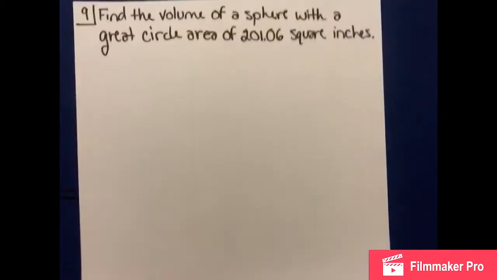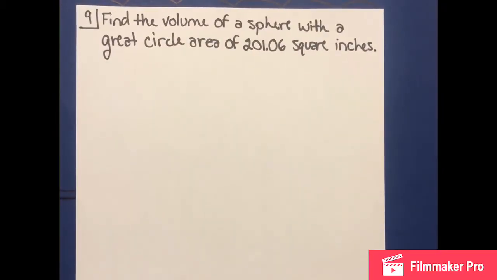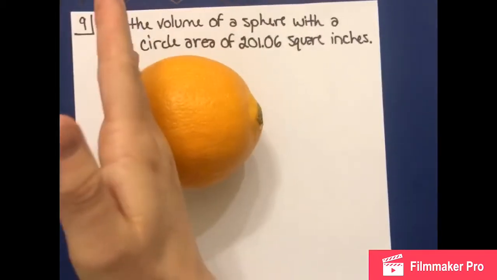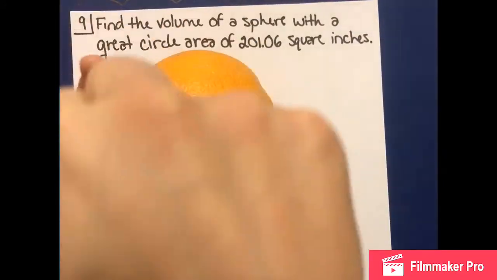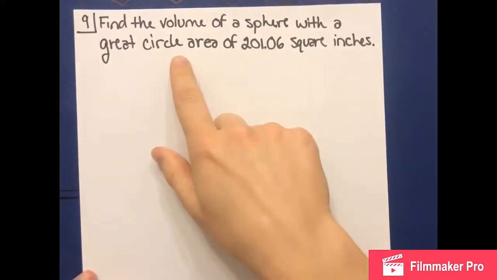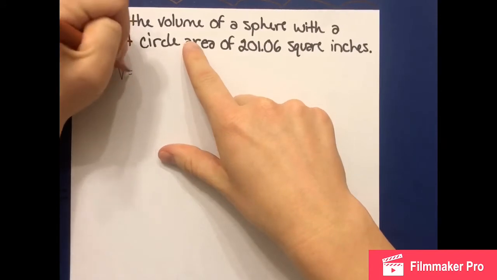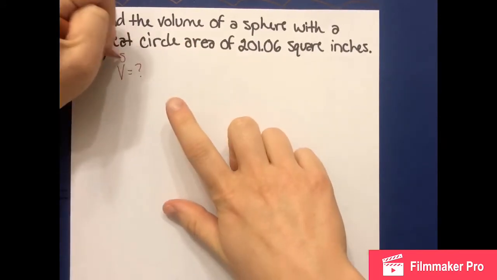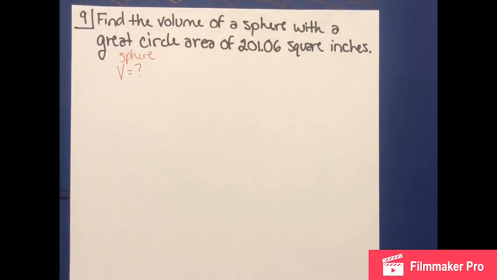Let's look down to number 9. It says, find the volume of a sphere with the great circle. So remember, when we said the great circle, how you get that is cutting this in half, and you open it, and the circle that you get there, that's the great circle. So they want the volume of a sphere. So that's what we're looking at. And this is a sphere with the great circle area.